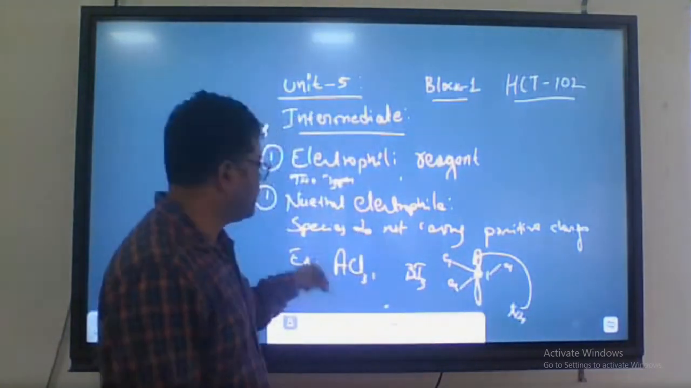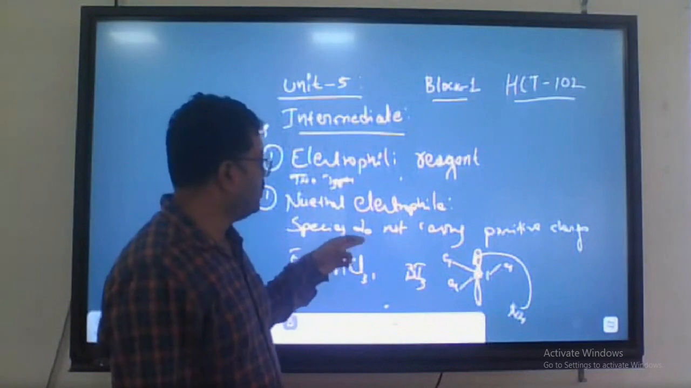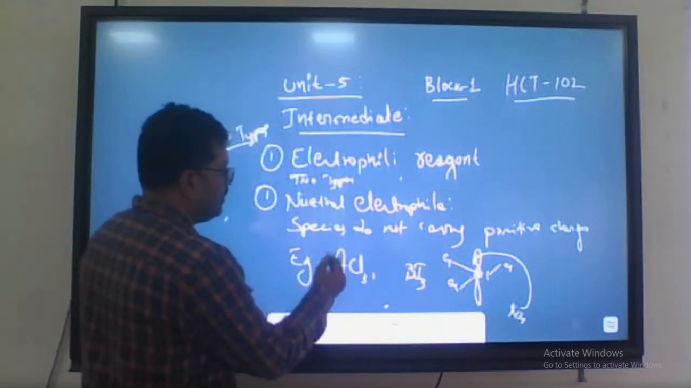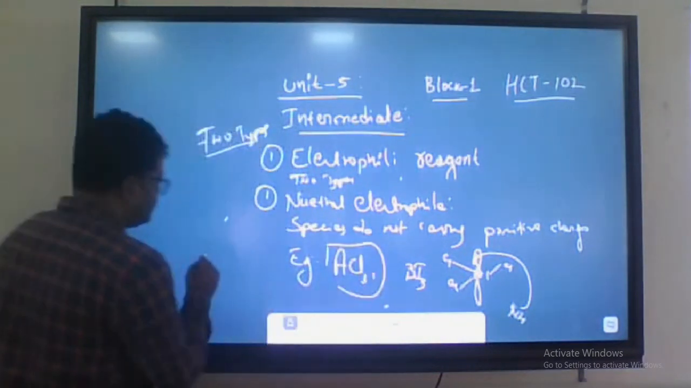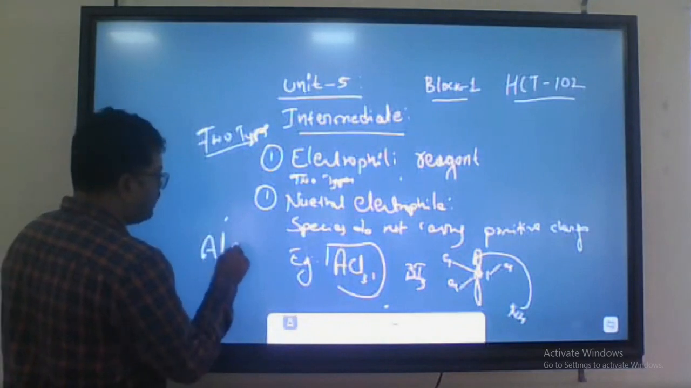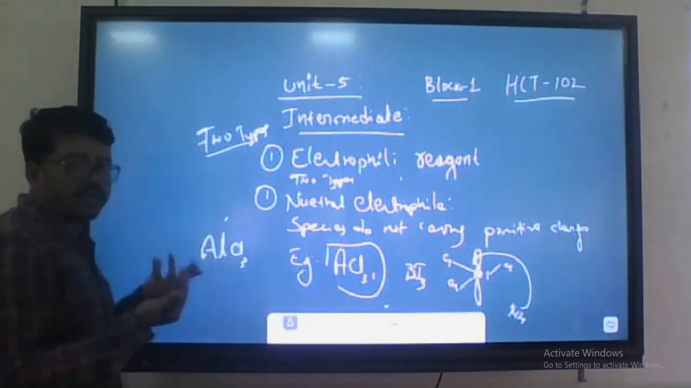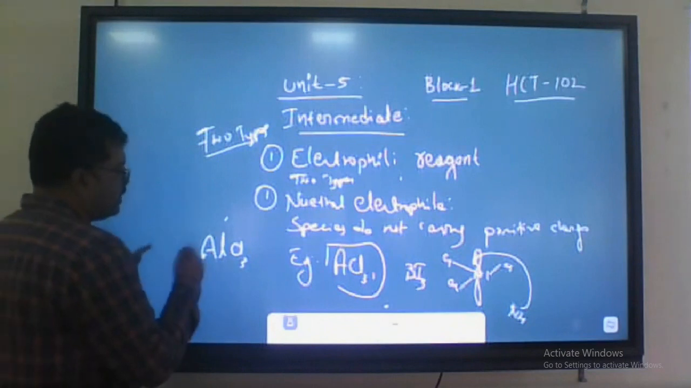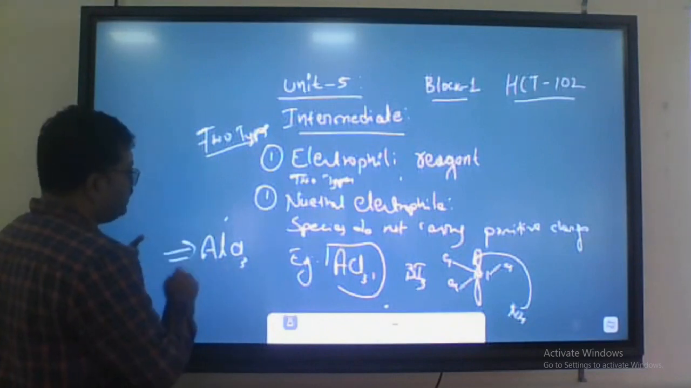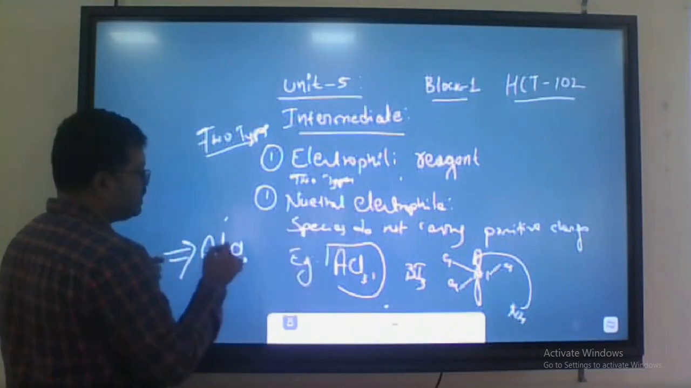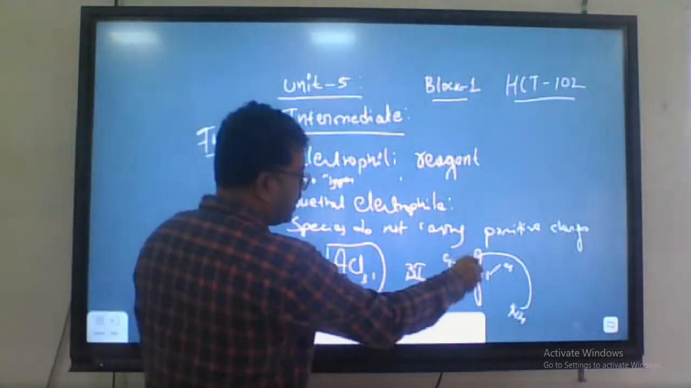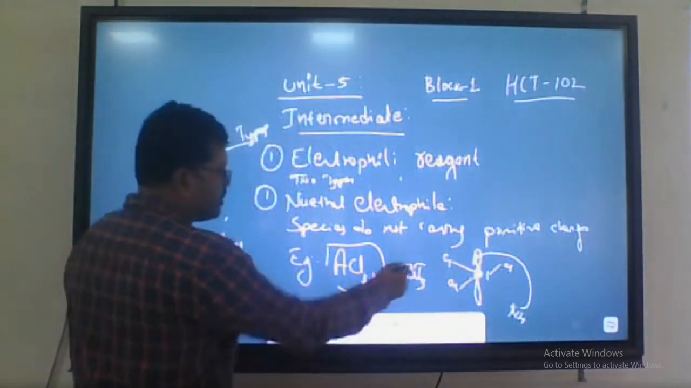Aluminum trichloride is deficient in electrons, but here there is no positive charge. You can simply write aluminum trichloride. There is no positive or negative charge. That's why it is a neutral electrophile. It accepts electrons, it is electron deficient, and the p orbital is empty.